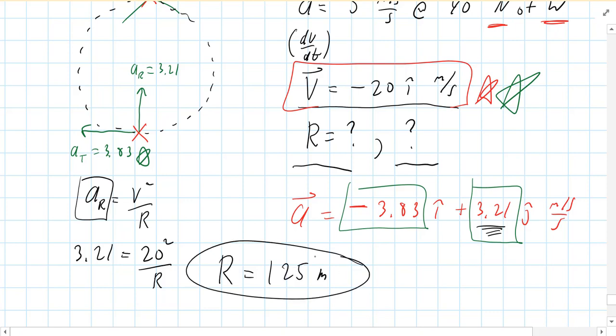So this could be like a car turning in a parking lot, for instance. And 20 meters per second would be about 44 miles an hour, so that would be something feasible to do.